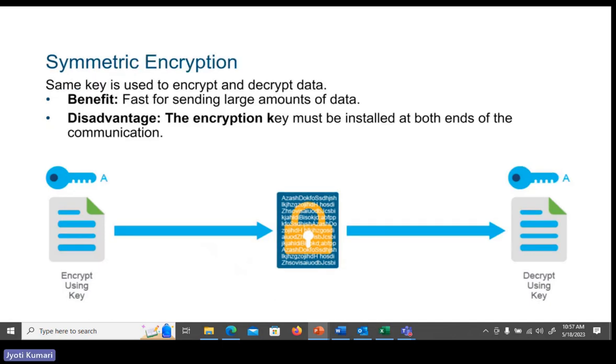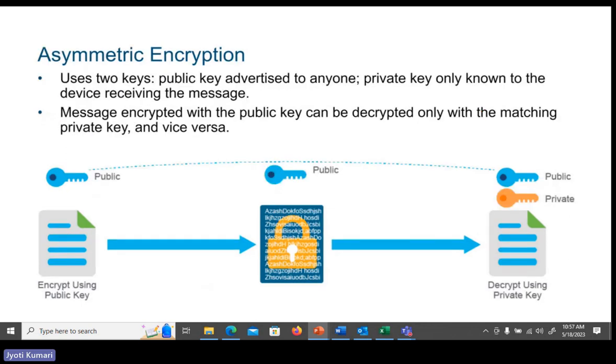Then we have asymmetric. This is what we just discussed, some benefits and disadvantages. It has to be enabled on both ends. Asymmetric uses two keys: a public key, which is advertised to anyone, and a private key only known to the device receiving the message. So a public and private key can be used here, and the private key is only known to the device which is receiving this message, so that using that private key, it can decrypt it.